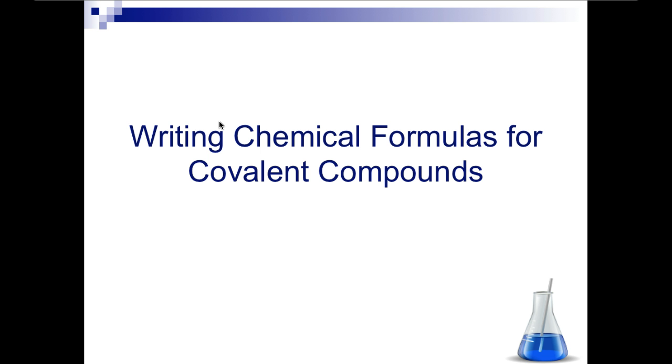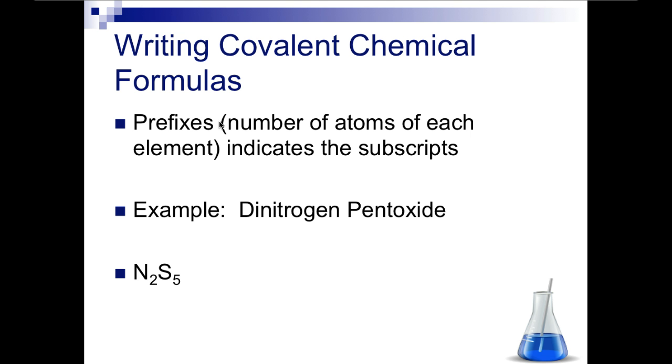Now, what if we're going the other way? What if I give you the name of the covalent compound and want you to write the formula? Well, these are super easy. When you write covalent chemical formulas, the prefixes will tell you the number of atoms of each element. So, for example, if the name was dinitrogen pentoxide, you would need to know that di means 2, so we're saying 2 nitrogen, so it would be N2, and pentoxide would be O5. This should be an O. That's a typo, my bad.